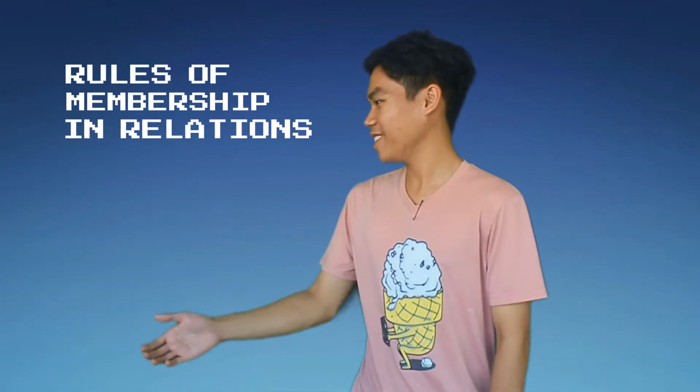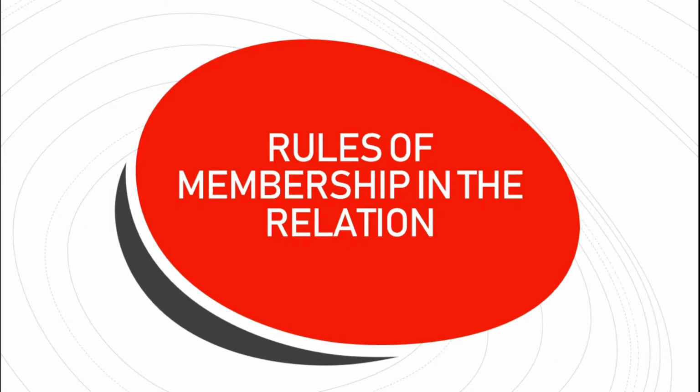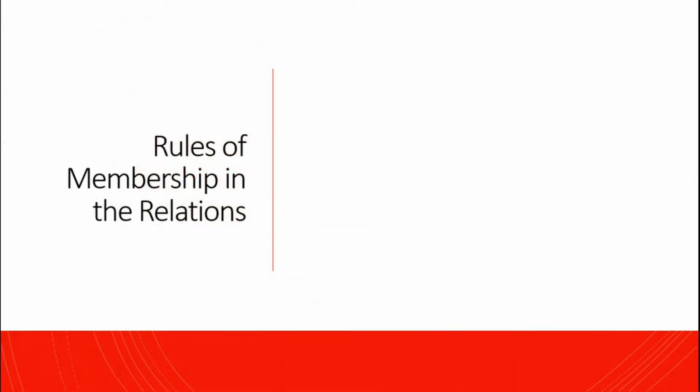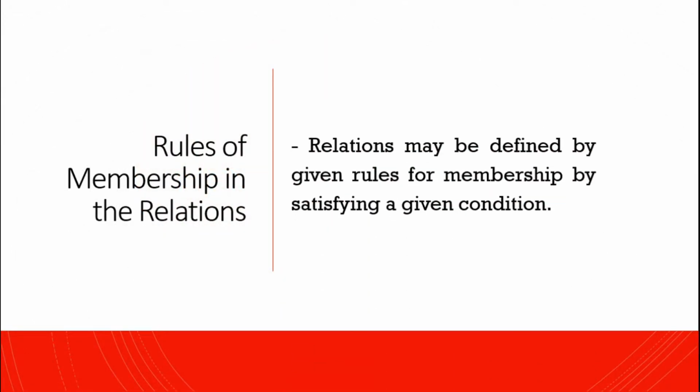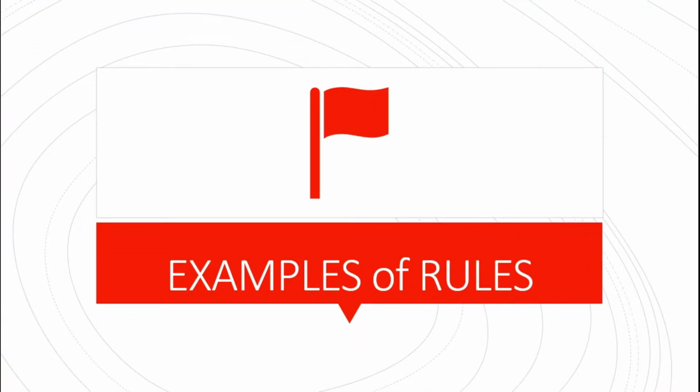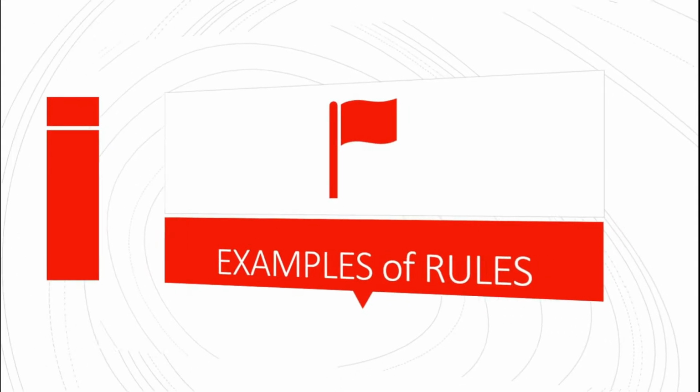For our next topic, rules of membership in relation. Relations may be defined by given rules for membership by satisfying a given condition. This means that a number can be a member of a relation if it follows a certain rule. And here are some examples of the rules of membership in the relation.